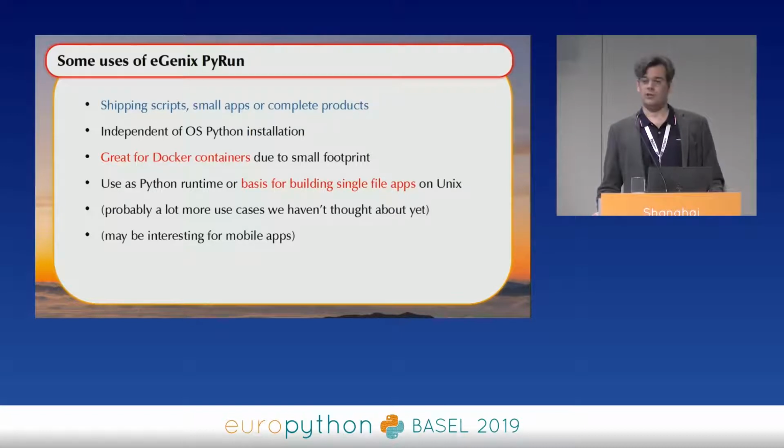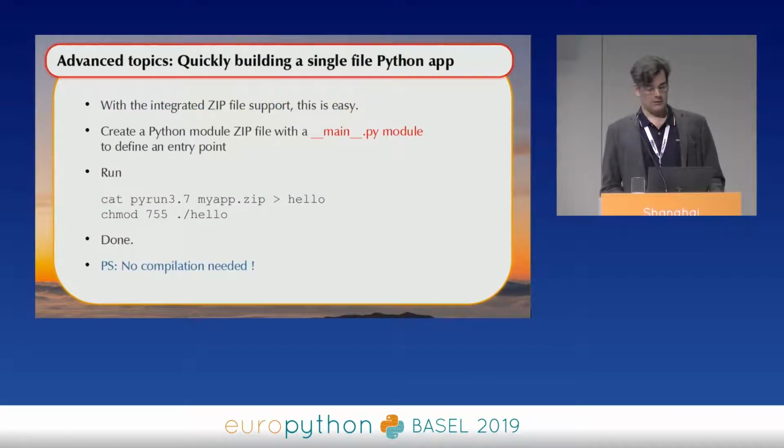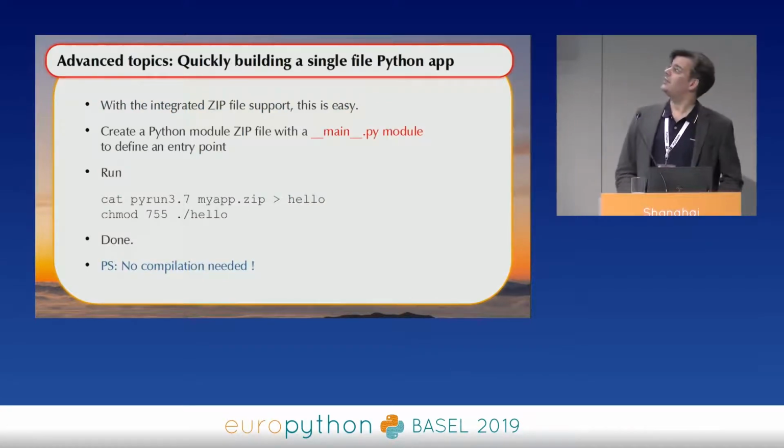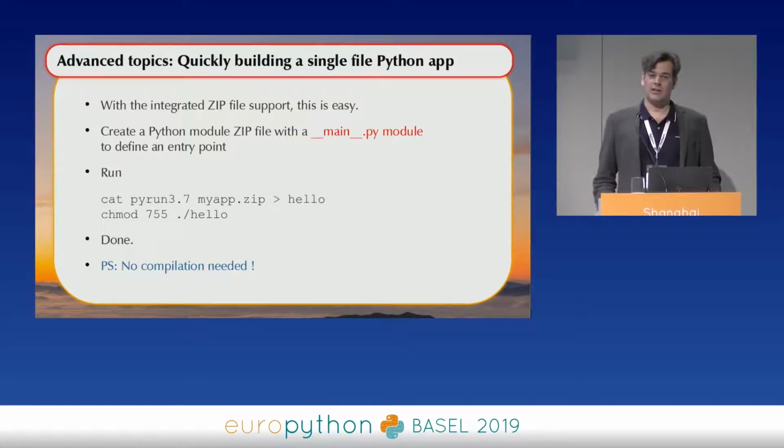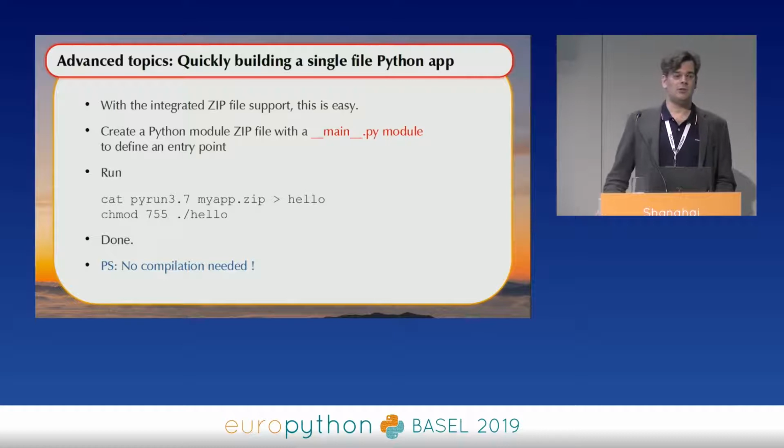It's extremely good for Docker containers, because it's so small, you can just easily put it into a container image, and then loading the image is very fast. It's much faster than having a regular Python installation there. And it's very easy to build single app applications out of it. I'm going to go into that detail some more, because what I've added is integrated zip file support for PyRun. And the way it works is very simple. You create your Python application. Very important is you have to add a dunder main module. How many of you know what dunder main does?